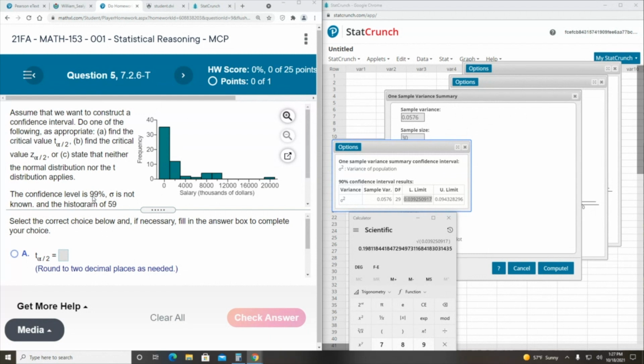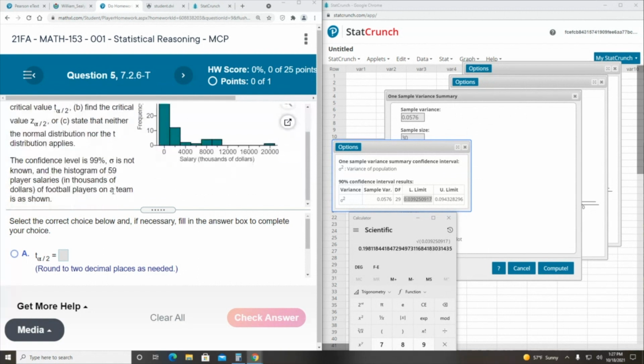The facts they give us, besides the fact that here are all these values, is that the confidence level is 99% for no good reason. Why don't they use 95? They tell us that sigma is not known, and these are a histogram of players' salaries of football players on a team, 59 of them. So sigma is not known.